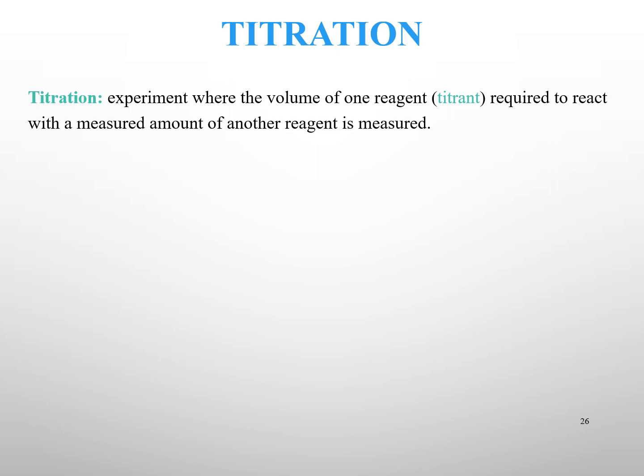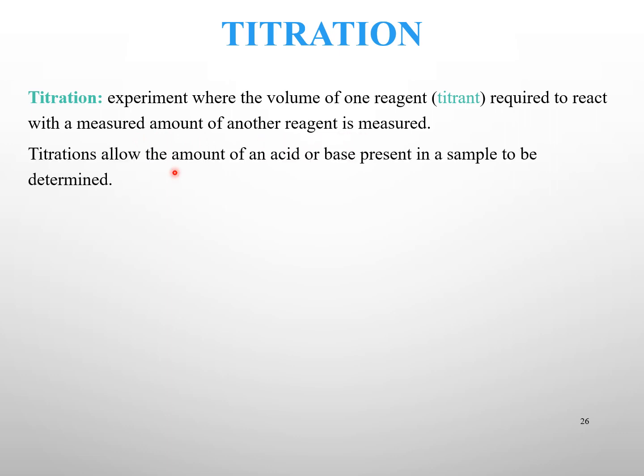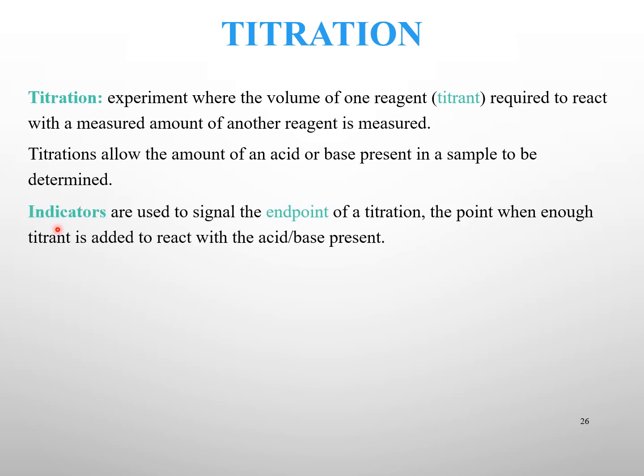So let's talk about titration now. Titration is an experiment where the volume of one reagent, the titrant, is in the burette. We find out what volume of the titrant from the burette is required to react with a measured amount of another reagent that's in the flask. Titrations allow the amount of acid and base present in the sample to be determined. So you can find out molarity, moles, amount, how much of it.